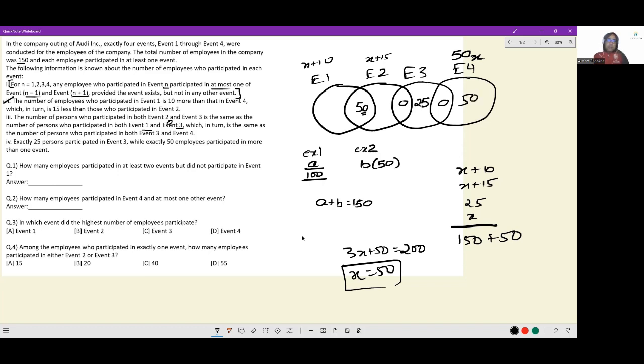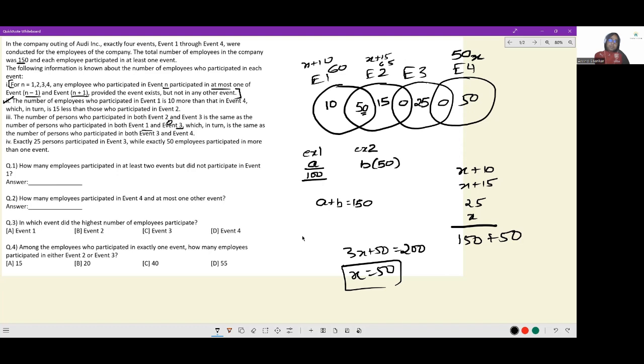The number of participants in event 2 is 65, and for event 1 there are 60, of which 50 are already accounted for. So you have 10 people here, you have 15 people here. The entire population has now been allocated some region. We can get to the individual questions.